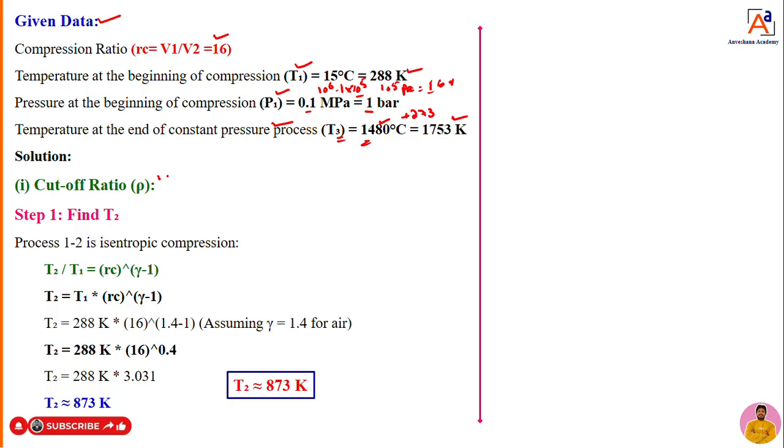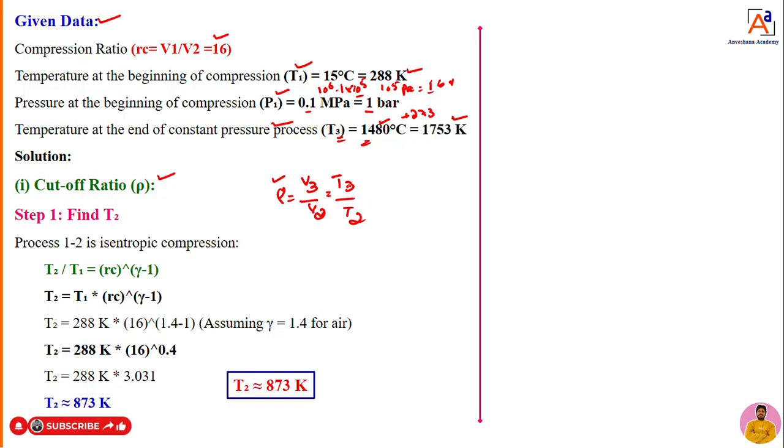First, I will go with the cutoff ratio. What is cutoff ratio, dear students? I already told you, it is V3 by V2, represented as rho. This cutoff ratio I can express in terms of temperature also, that is T3 by T2. So I can calculate the cutoff ratio with the ratio V3 by V2, or with the ratio T3 by T2.